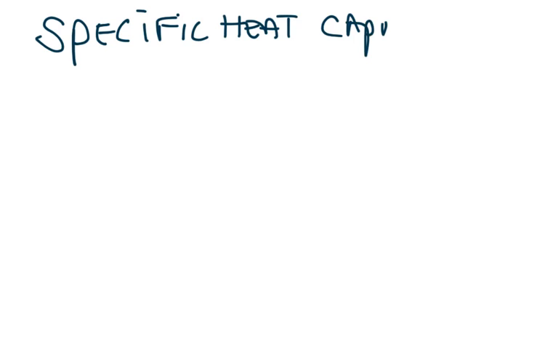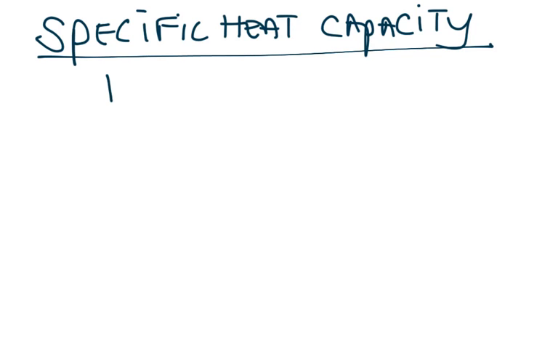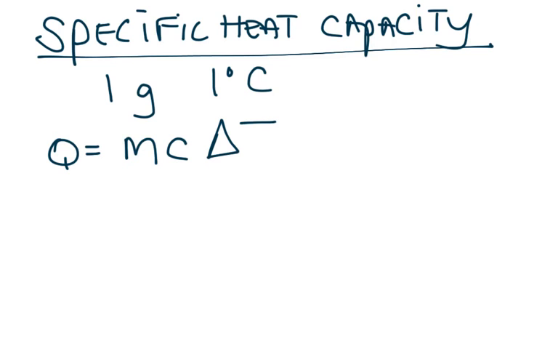Same idea here. We can't control for the identity, but we're controlling the amount. Except this time, we're not doing moles, we're doing grams. So specific heat capacity is taking 1 gram up by 1 degree Celsius. And again, you saw this formula on the lab that we did in class on Thursday, if you were here. The formula is Q equals mCΔT.